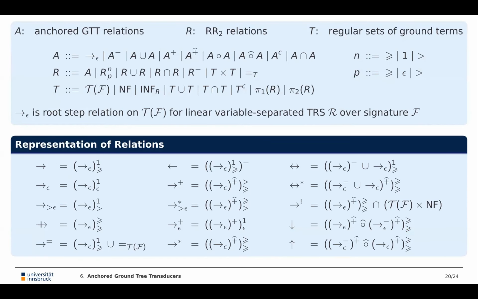So as you can see, we can represent all the predicates that we need for the decision procedure in this way. And we only have to formalize the closure properties and get many more predicates for this.